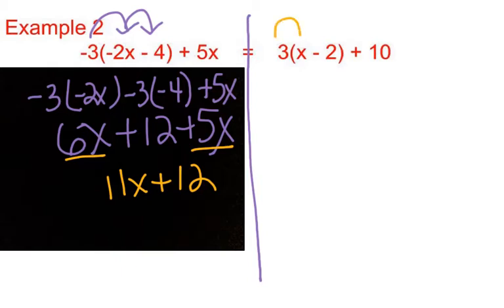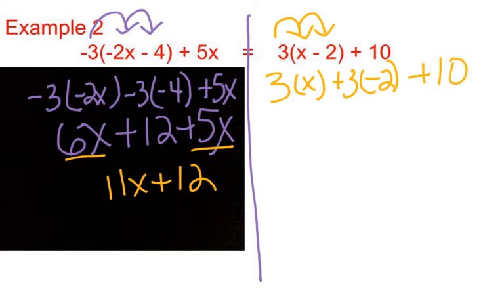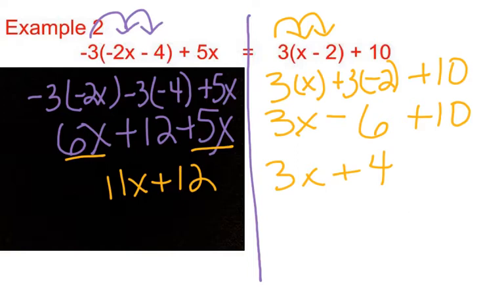All right, so we're going to distribute, which means we're going to take the factor 3 times that x, and then the factor 3 times the negative 2, or minus 2. Then we have the 10 that we're not going to do anything with. Remember, we're simplifying by taking away the parentheses and combining any like terms. So this is 3x, this is minus 6, this is plus 10. So that's going to give me 3x plus 4.